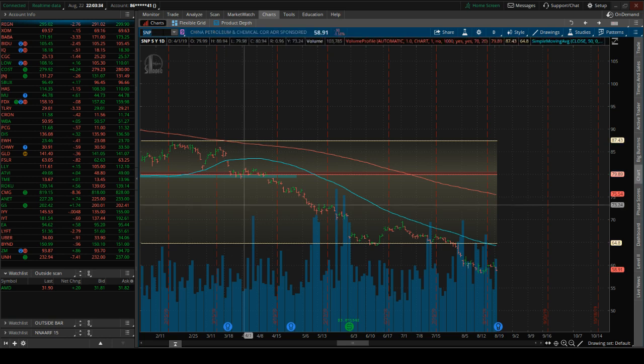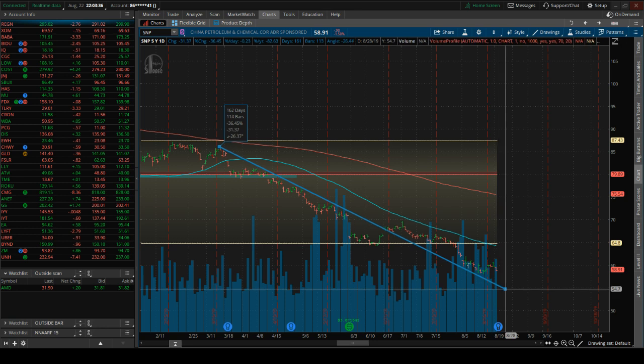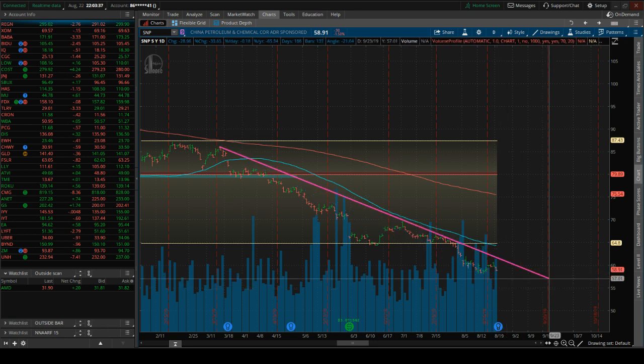SNP, bearish until proven otherwise. Okay, so just be careful with that one, Shirley. If you're thinking short, that's the way to look on that one. And Zio.